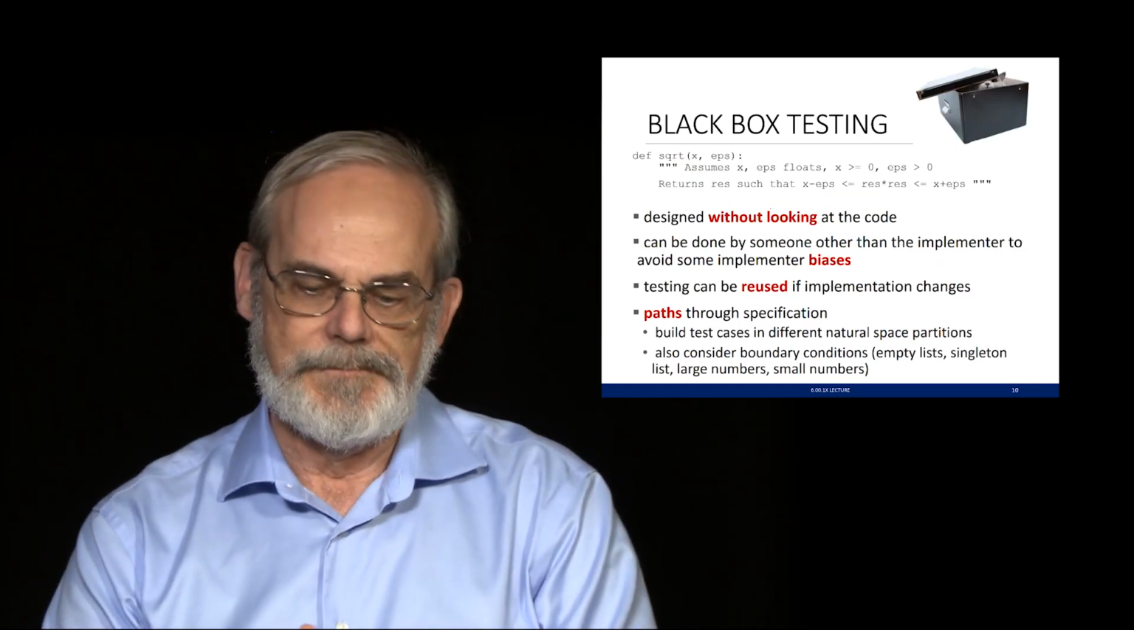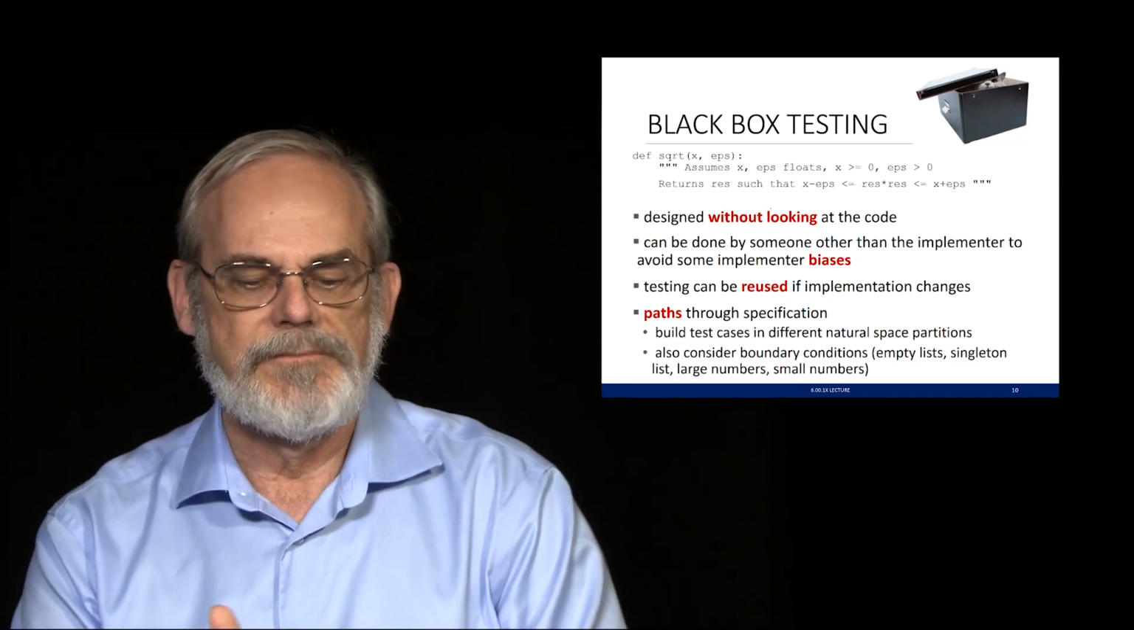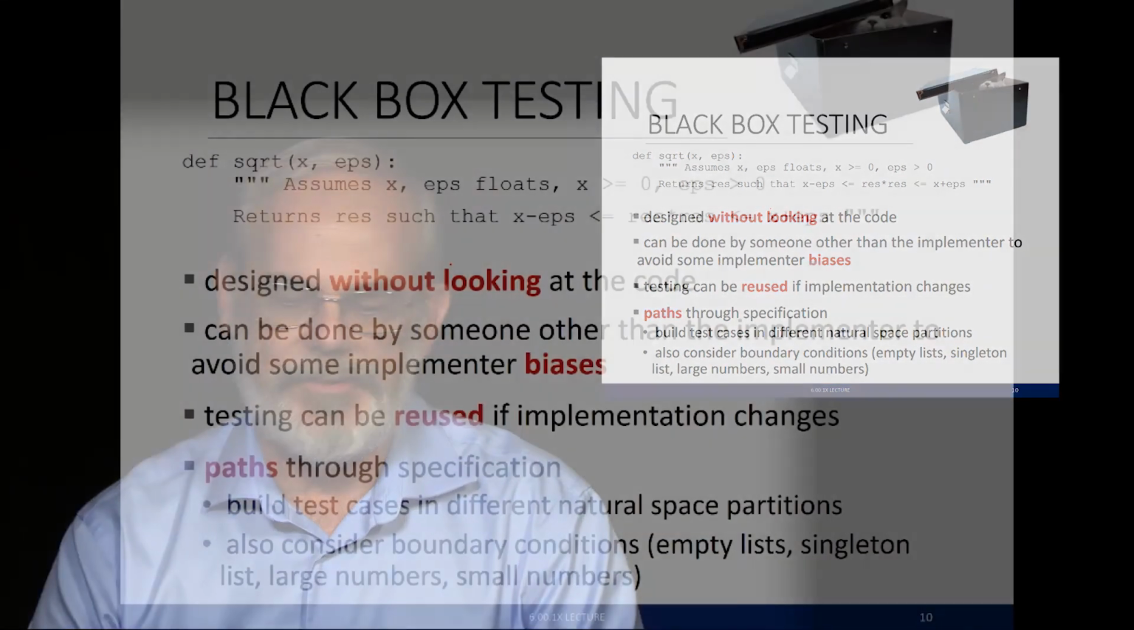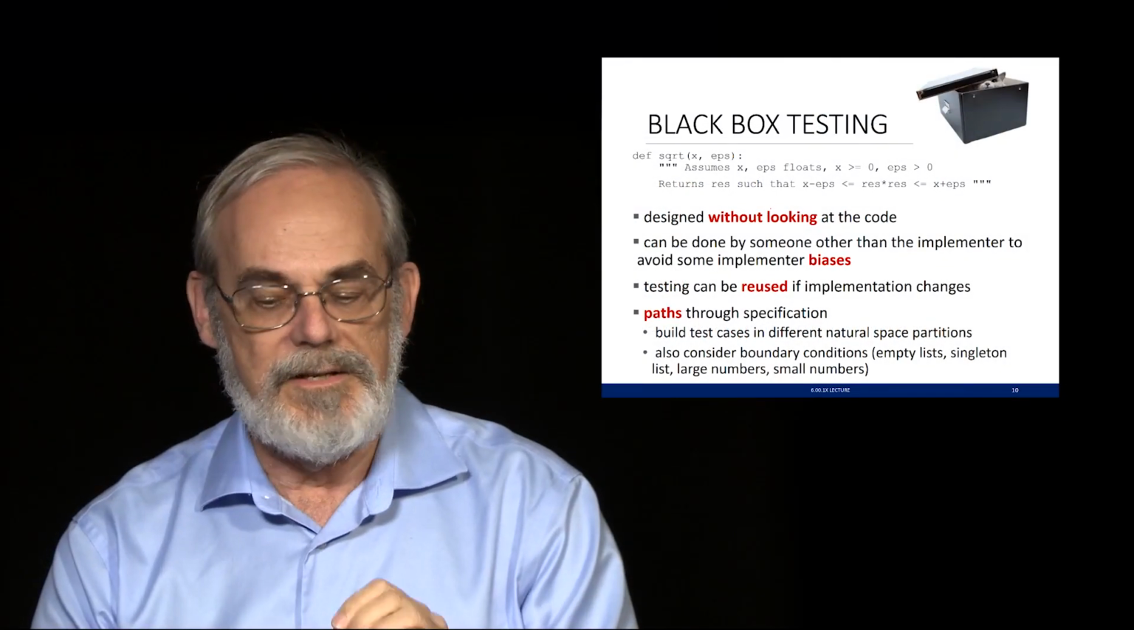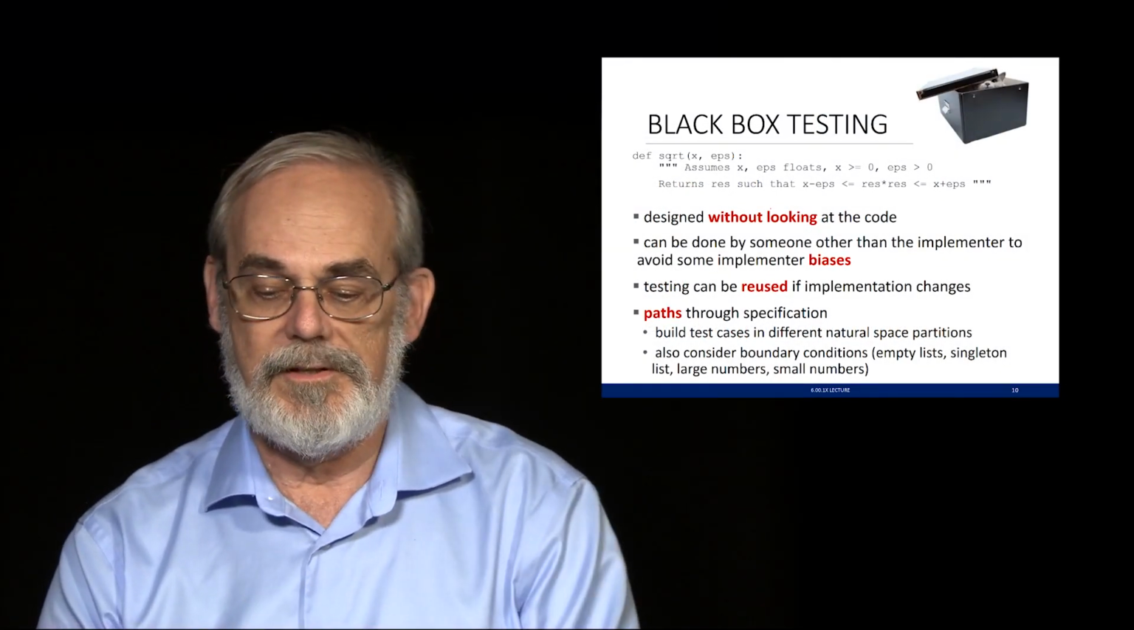Black box testing. I've got a doc string for a procedure here, square root. It assumes x and epsilon are floats, x is greater than or equal to 0, epsilon is greater than 0, and it's going to return the result such that the result squared is between x minus epsilon and x plus epsilon. In black box testing, I never look at the code. I just look at the spec.